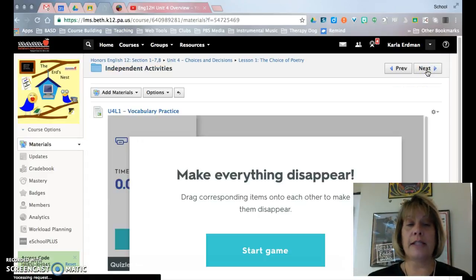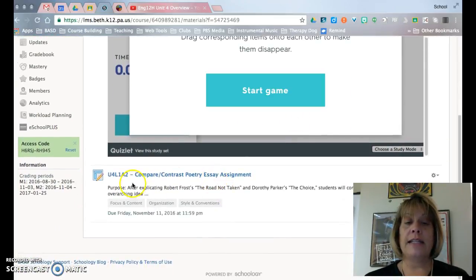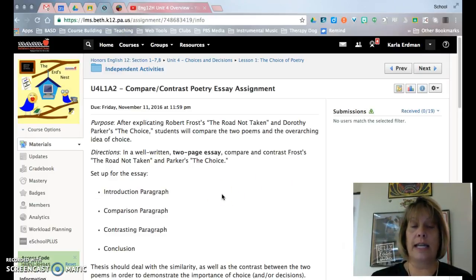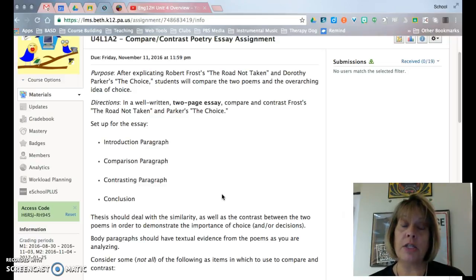Your independent activities, of course, include some vocabulary practice for this particular lesson and a compare and contrast poetry essay assignment. This is what you will be doing in regards to reading and analyzing Frost's The Road Not Taken and Parker's The Choice. Make sure that you are using your literary devices as you analyze. You are not summarizing the poems, you are analyzing them. That means that you are ripping them apart, saying what the author has done.